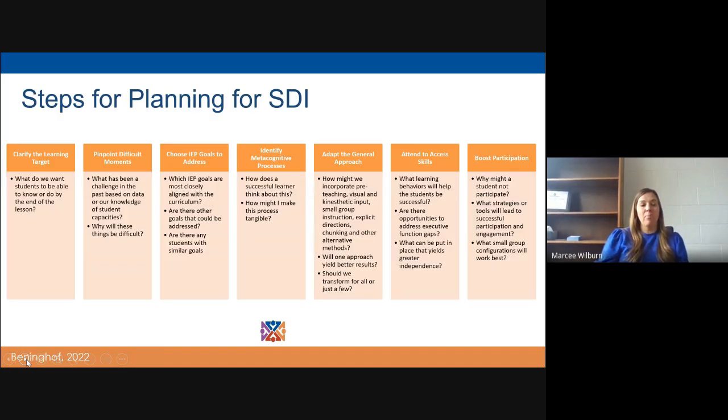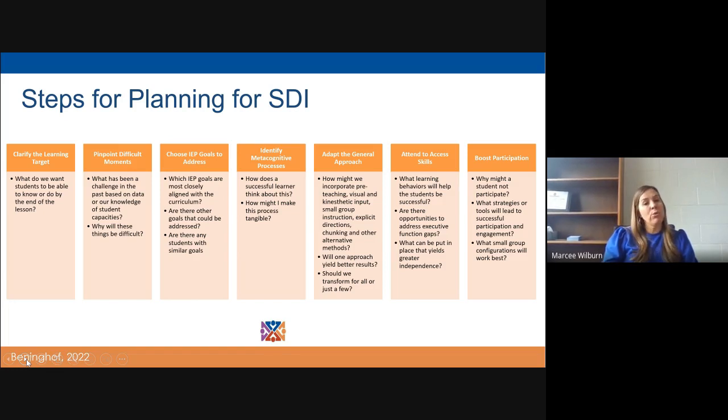Ann Binninghoff provides a 7-step process for planning for SDI. And I think she does a great job at making it real and really concrete with direct guiding questions around what you can do in terms of planning for what students need. So the first one is really going back to that learning target, which we touched on a little bit. What do we want students to be able to know or do by the end of the lesson? Not only do you as an educator need to know that, your students need to know that as well. What is the learning target for the student?